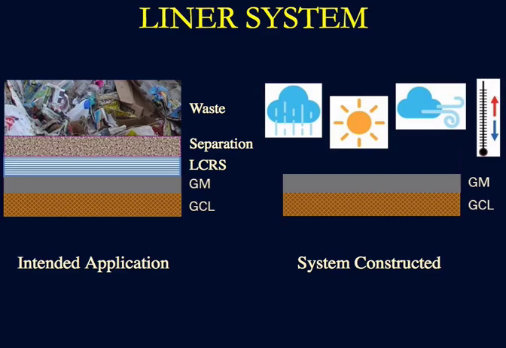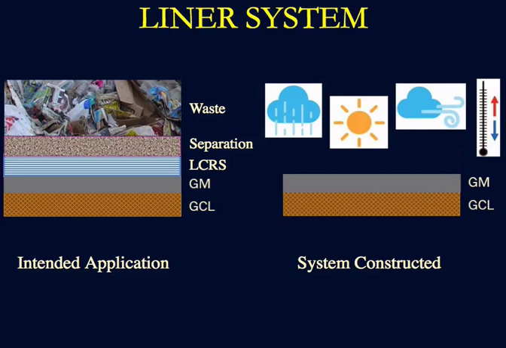The intended application for this bottom liner system is shown on the schematic on the left side of the slide. From bottom to top, the geomembrane GCL composite was placed. There was to be a leachate collection and removal system placed above this layer, a separation layer, and waste was to be placed above this separation layer.